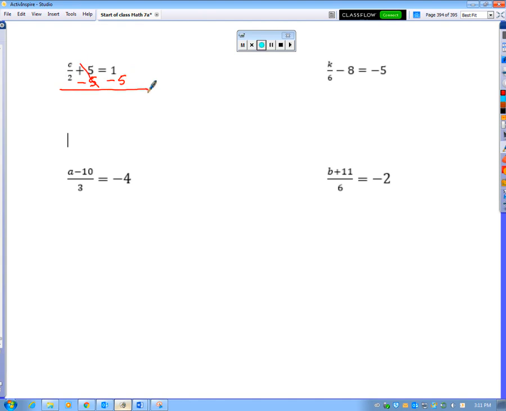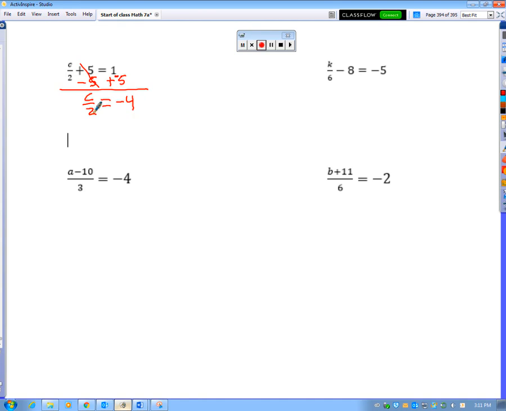Drop down what we have left over here. I have c divided by 2. I have my equal sign. 1 minus 5 is going to get me, if I did same change, keep that the same, change, that is going to give me negative 4 as an answer. Alright, one last step to do.